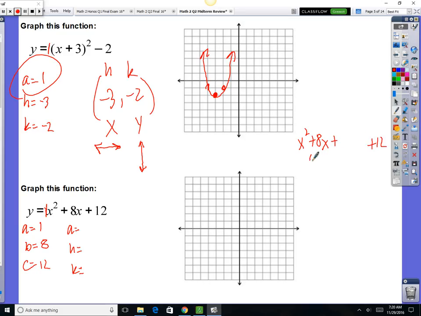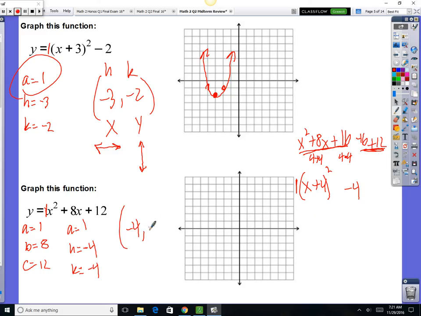Okay, now 8. If you cut 8 in half, that is 4 plus 4. So the number I want is 4 times 4, I want a 16. And if you add a 16, you got to subtract a 16. Now these three play together. If you factor these three, that's going to be x plus 4 times x plus 4, x plus 4 squared. These two play together, and that's a minus 4. So now your a is 1, your h is a minus 4, and your k is a minus 4.